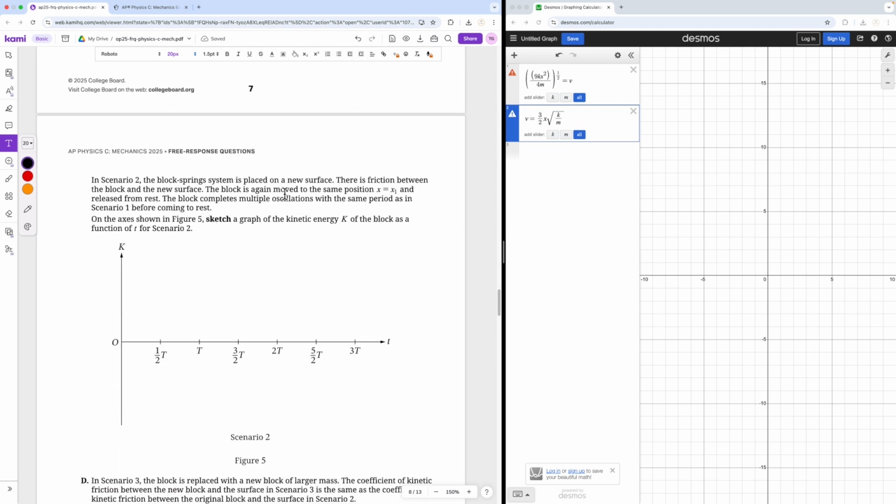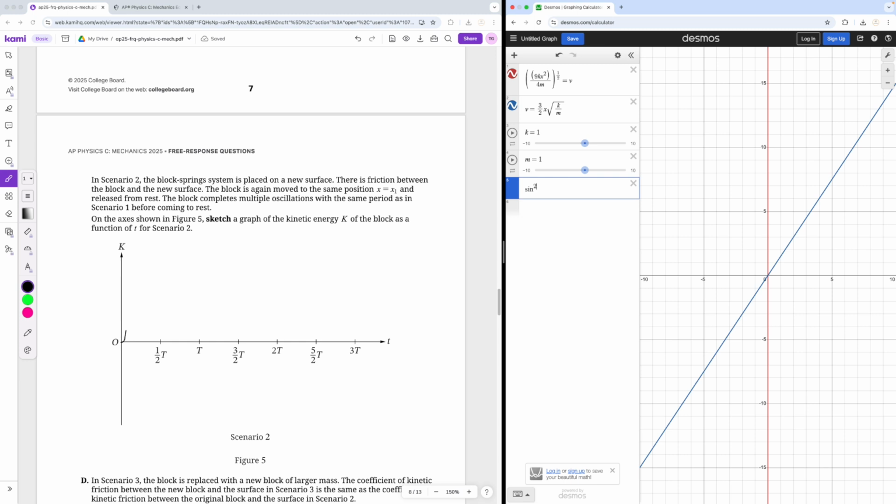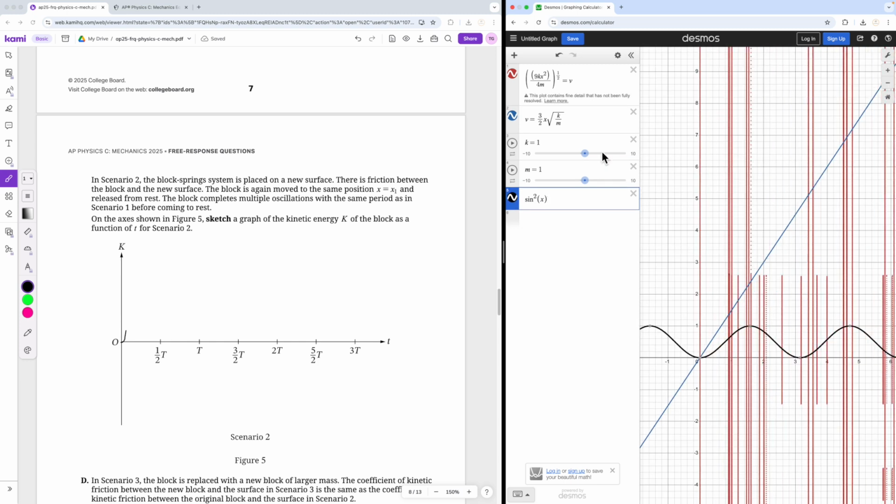But remember, we're being told that there's friction now. So that means through every single oscillation that happens, the kinetic energy keeps decreasing. So this is how we're going to draw our graph. It's going to start off like that, and let's actually graph a sine squared graph so you can know what it looks like. There we go. So this is actually what you want to try and draw.